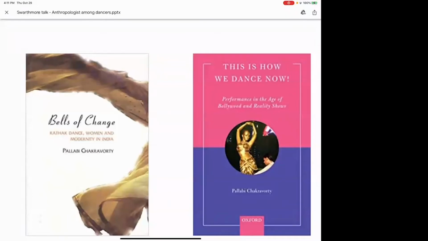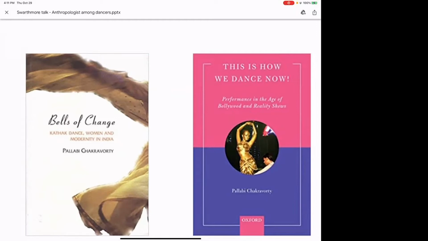And by doing that, I actually reoriented the history of Kathak itself, because in the official national narrative of Kathak, what you will see is a male Brahminical narrative, patriarchal Brahminical.